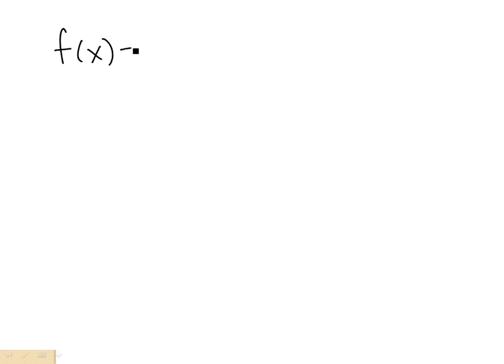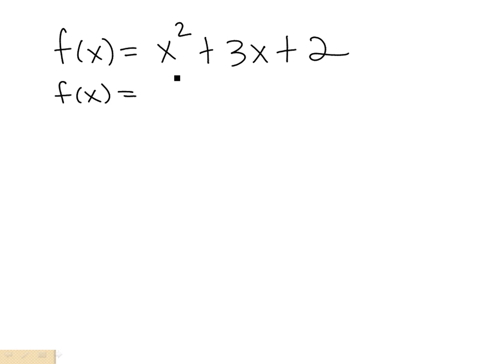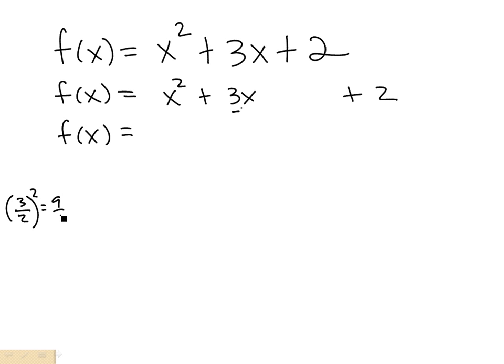F of x equals x squared plus 3x plus 2. Here we don't have an A, but let's complete this square. We got an x squared plus 3x, and I'm going to put the plus 2 out to the side. Let's divide the middle number by 2. 3 divided by 2 is 3/2. Alright, so 3 divided by 2 is 3/2, but when we square it, we get 9/4.